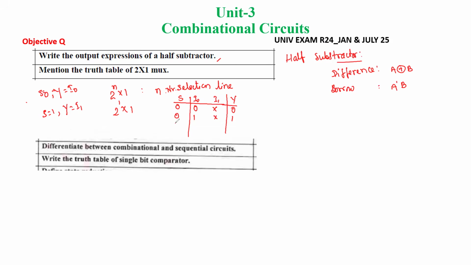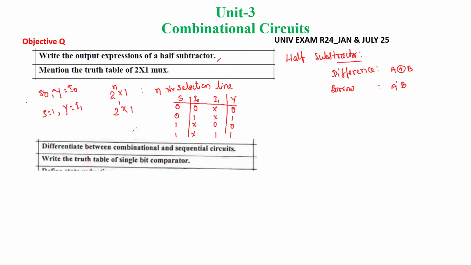Now when the selection line is 1, two situations are there. I0 will be don't care here. If I1 is 0, then the output is 0. If I1 is 1, then the output is also 1. Now we write the difference between sequential circuits and combinational circuits. This question is also very important. Many times they ask it.